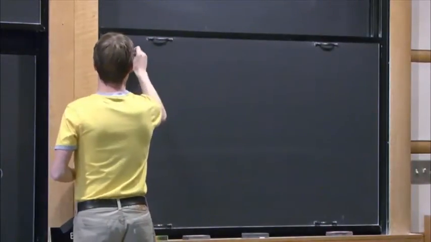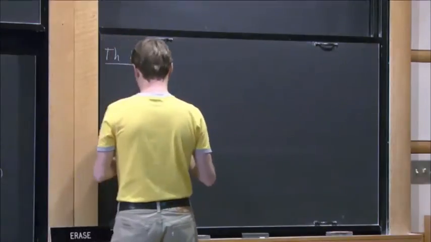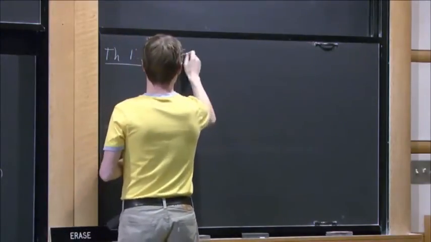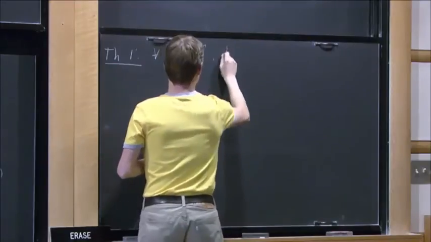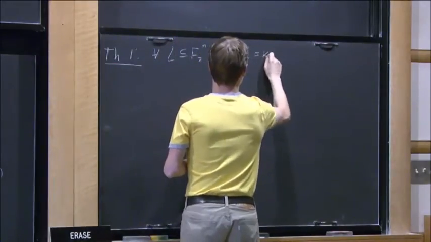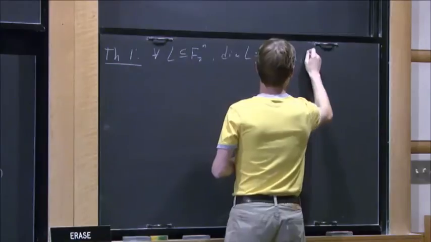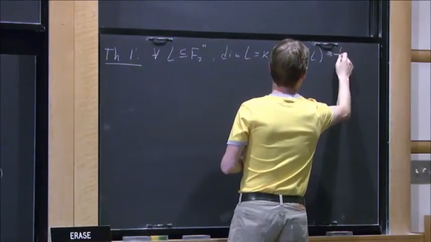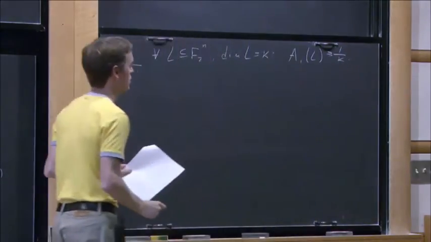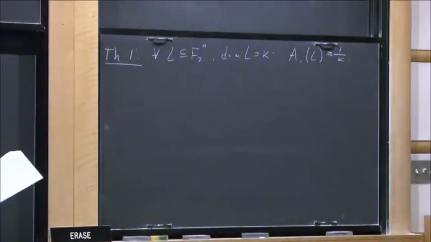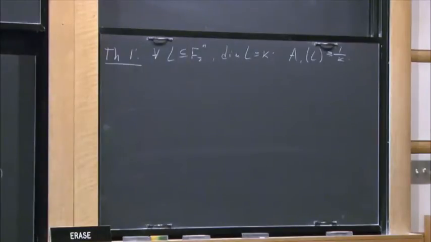So this is theorem 1. For any L in F2 to the n, where the dimension of L is k, A1 of L is at least 1 over k. That's a very short statement. If I take a k-dimensional F2 linear space and I do this weird embedding, then in fact all the vectors are sitting in some cone. There is a one-dimensional real space so that all of them would have high projection onto that real space.